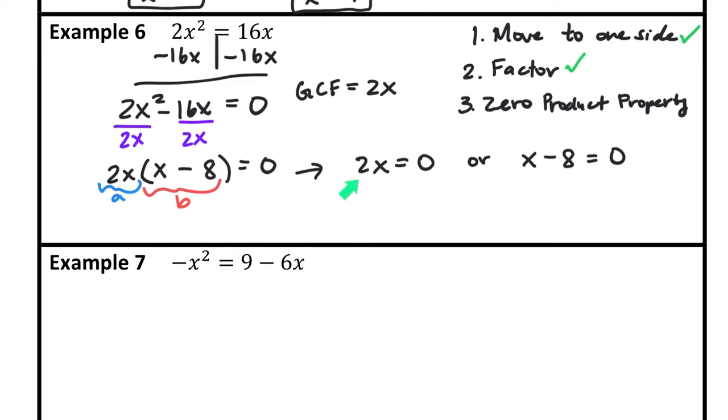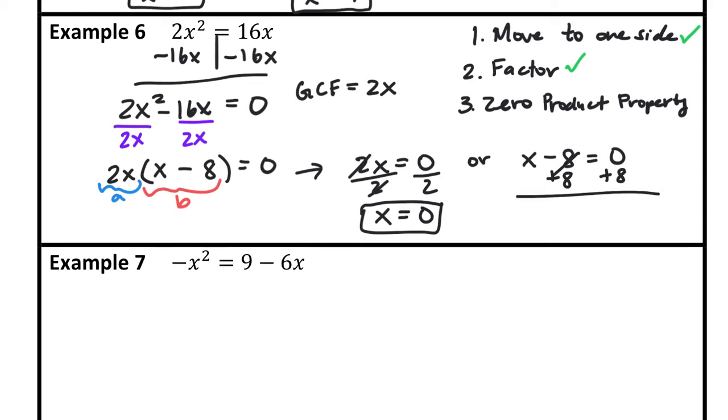So over here I can solve for x by dividing by 2. X equals 0. That's one answer. And on the right side I can add 8, x equals 8. Right, so that's the product property. So all 3 steps are checked off. I'm done.